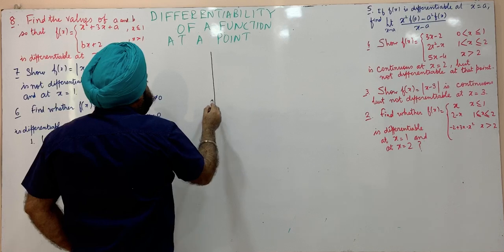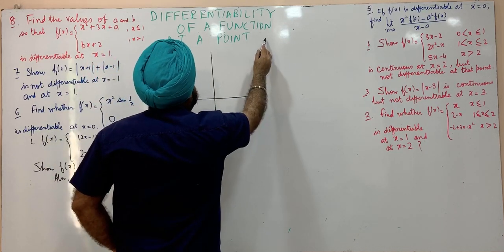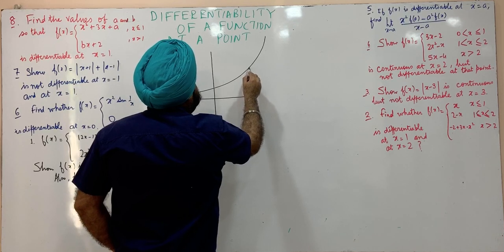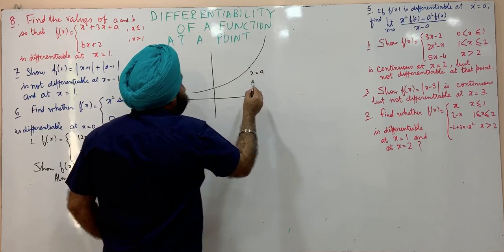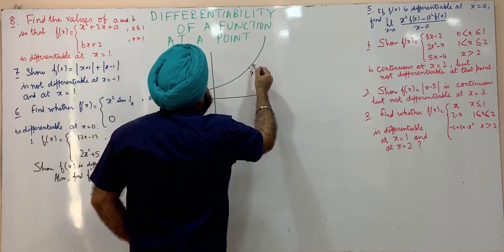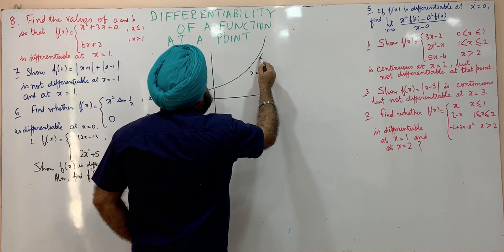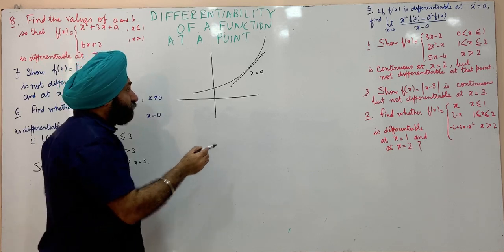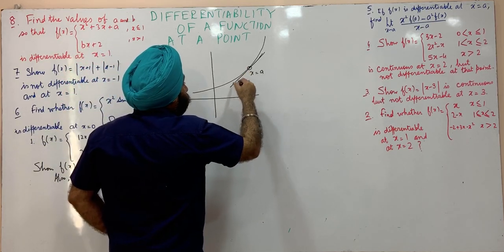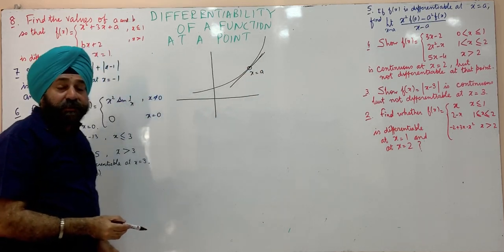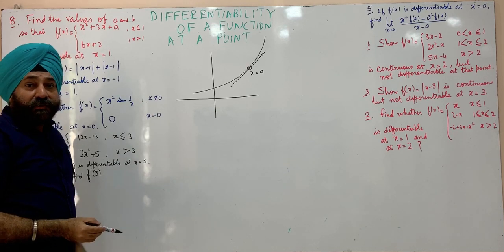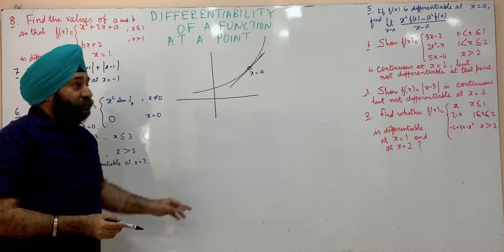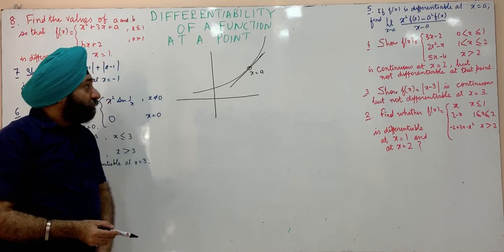Let's say we have a function like this, and this is a particular point x is equal to a. We draw a tangent to the curve at this point. If the same tangent continues from the left hand side to the right hand side, we say the function is differentiable. Like this is an example of a differentiable function at x is equal to a.